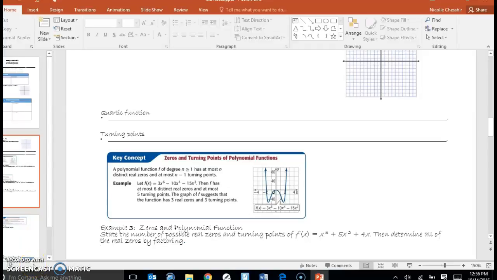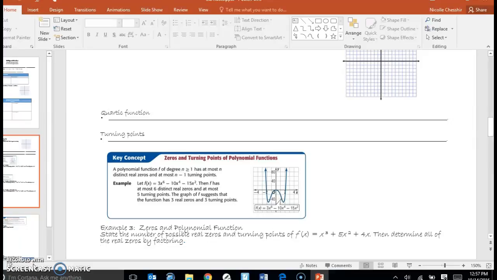All right, so picking up where we left off yesterday, we're going to look at quartic functions, and a quartic function is a fourth degree polynomial. And so it's just a polynomial that has a highest degree of 4. And then turning points are where the graph of a function changes from increasing to decreasing, or decreasing to increasing. And it's where your extrema are located, so it's your relative and absolute minimums and maximums.